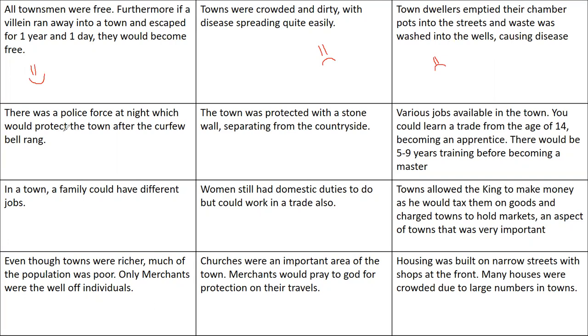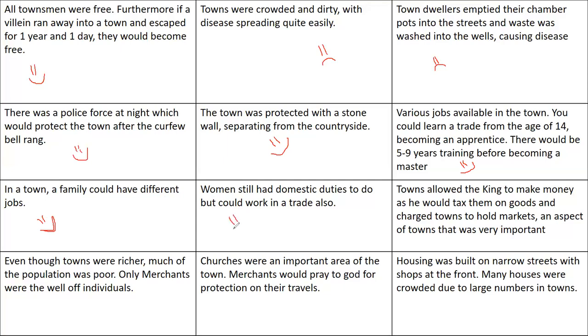There was a police force at night that would protect the town after the curfew bell rang. That's good. They were known as the watchmen. The town was protected with a stone wall separating it from the countryside. That's good for the town. Various jobs were available. You could learn a trade from the age of 14 and become an apprentice. You would be training for 5 to 9 years before becoming a master. There's more opportunity than being a farmer, so that's good. The town could have different jobs, more variety than in farming. Smiley face.